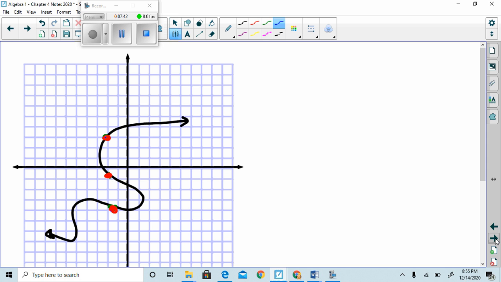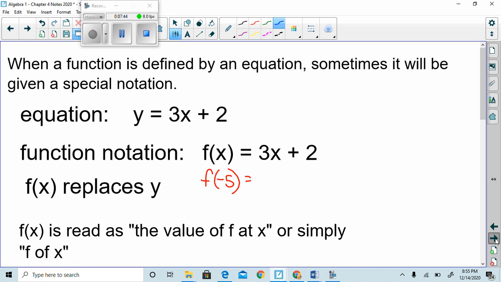One last thing I want to discuss would be function notation. When a function is defined by an equation, sometimes it's given a special look or special notation, as I'll call it. y is equal to 3x plus 2. That's an equation form, and we call that function form. But function notation replaces y with this expression f of x, or f at x. And it's just the name of the function. We don't calculate anything with this. We're using the rule, and we're substituting in values.